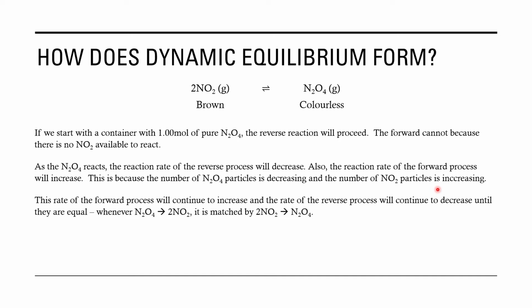So to look at how dynamic equilibrium forms, we're going to be looking at a very common, very basic example of equilibrium. You can have a container of nitrogen dioxide and dinitrogen tetraoxide, a brown and colorless gas. And when they're in a container, they can react and form equilibrium. So what that means is that you can have two nitrogen dioxides combining together to form dinitrogen tetraoxide, but that dinitrogen tetraoxide can also decompose and form nitrogen dioxide. And both of those things can happen at exactly the same time.